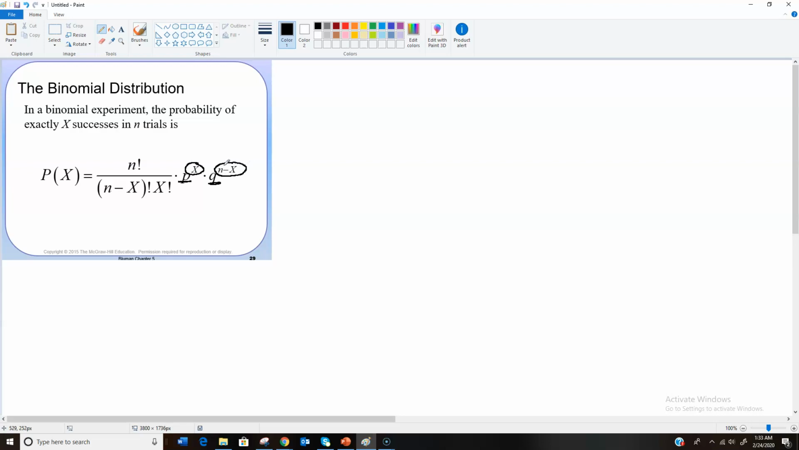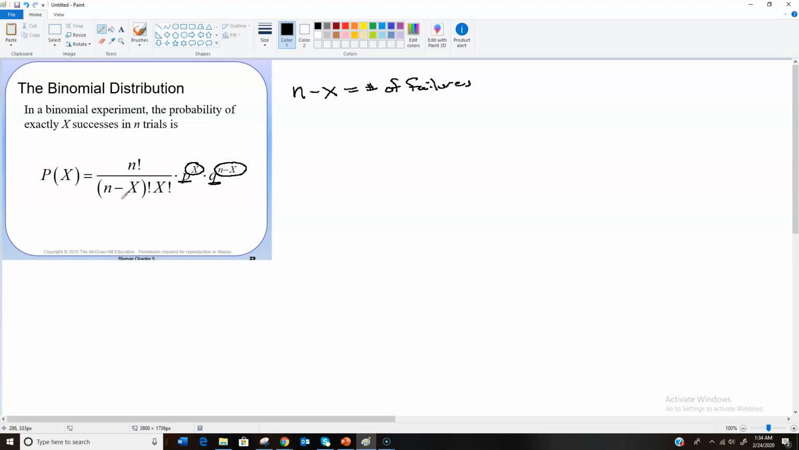These two, again, together have to add up to N, because you have the number of successes, then N minus X would be the number of failures. So the number of successes and the number of failures together have to total the total number of trials.